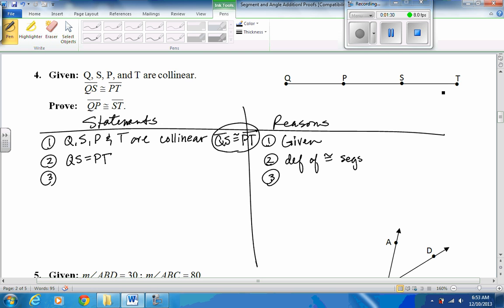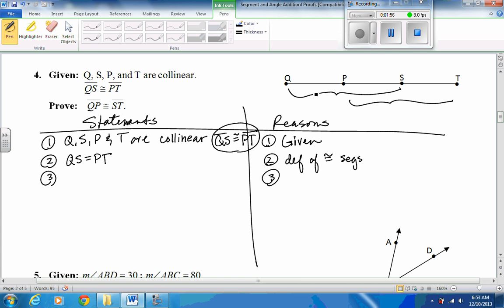And I often say, well, let's try to get them equal to the total. So give me like, I don't know, QS plus ST equals the total QT. Here, they actually give you QS equal to PT. So if you wanted to do the two smaller ones, like QP and PS equals SP, well, that might work out because you know that those two chunks are equal. But I'm going to stick to what we've been doing because I think you guys will follow it just fine and it'll work out well for this one too.